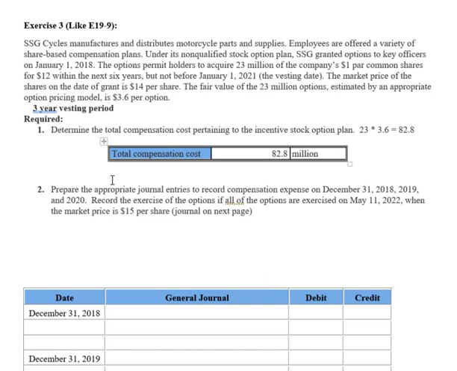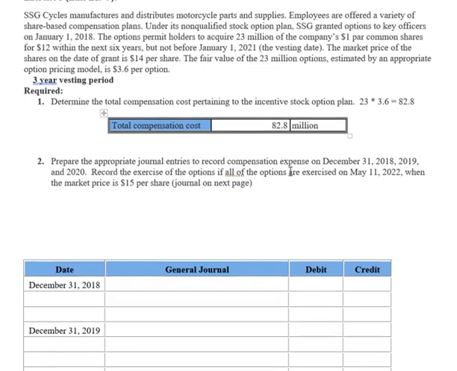All right. So number 2, prepare the appropriate journal entries to record the compensation expense for December 31st of 18, 19, and 20, the whole vesting period, and then record the exercise of the options if all of the options are exercised on May 11th of 2022. Not likely that they all would be. They don't have to exercise them, but some of them probably would. But here, when we exercise them, the journal entries become the same over time. The market price at the time of issuance was $15 per share. So journal those on the next page.